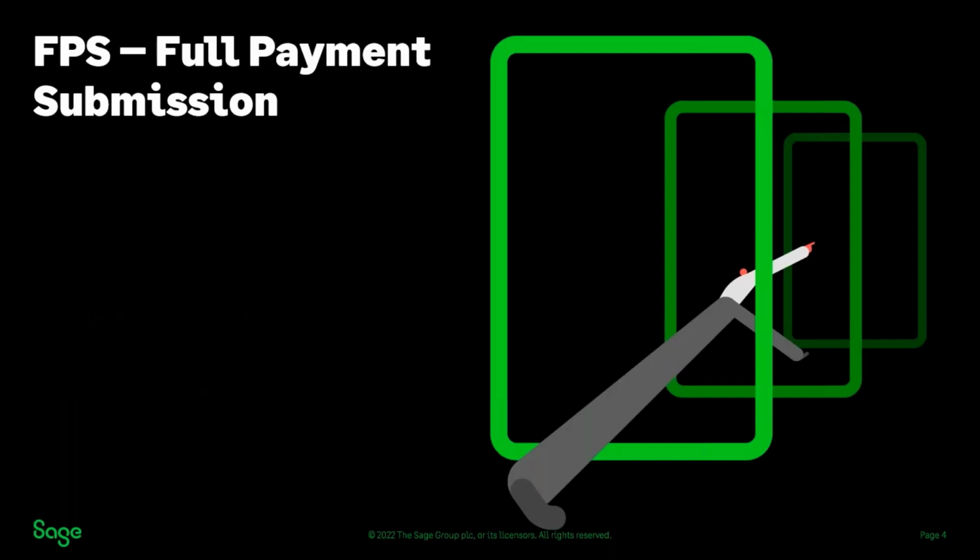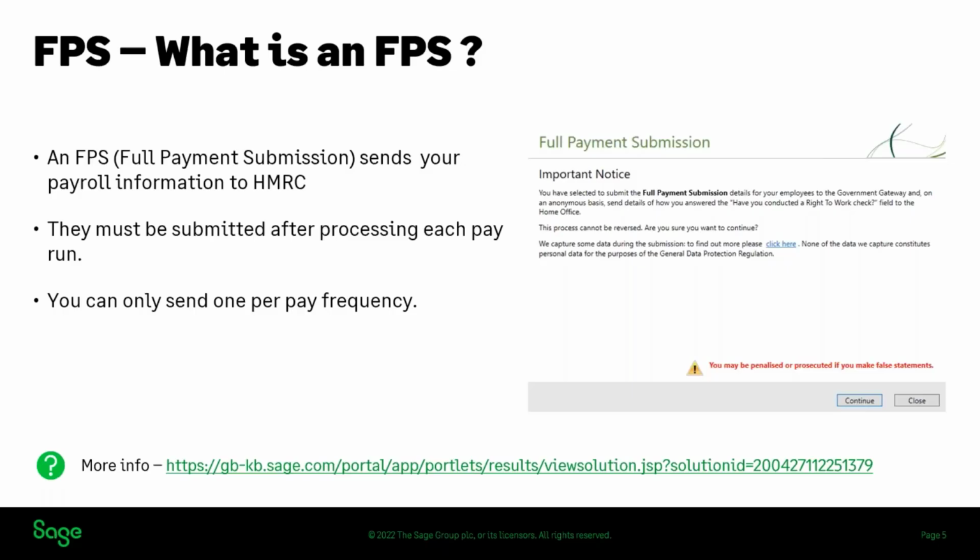So let's get started. We'll start with an FPS. So what is an FPS? An FPS, or full payment submission, to give it its full name. This sends your payroll information across to HMRC. Now they must be submitted after processing each pay run. So that is if you have a number of pay frequencies. So if you've got weekly and monthly payrolls, for example, you will be submitting an FPS each pay frequency.